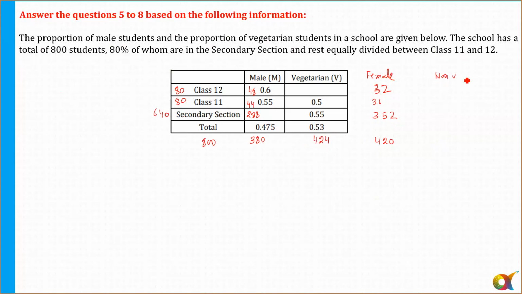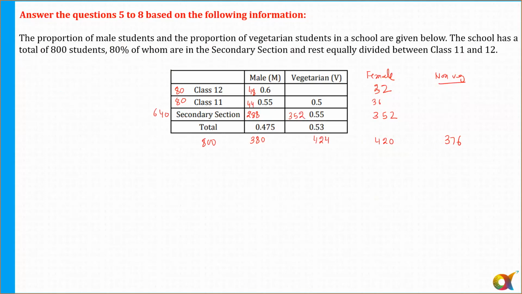So the non-vegetarian, what is the total number of non-vegetarians? 800 minus 424, that is equal to 376. Okay. Now in the secondary section, 55% of 640 are vegetarian. So that is equal to 352. Am I right? That is 55% is equal to 352. Okay. In the secondary section, the number of female is also 352.